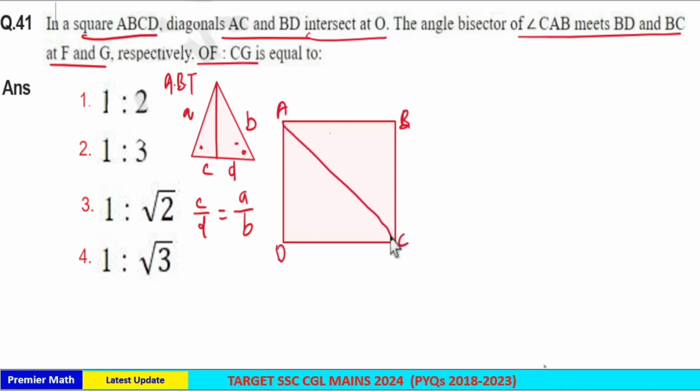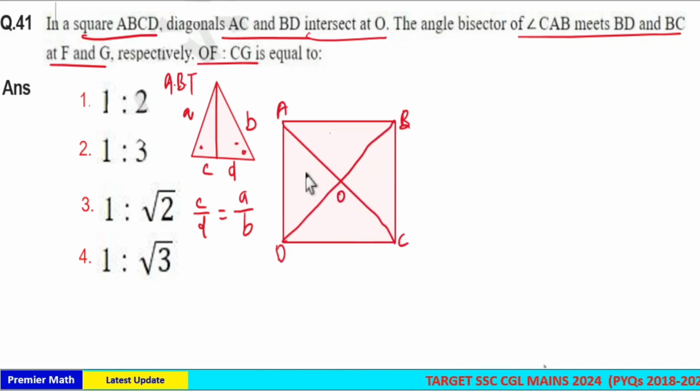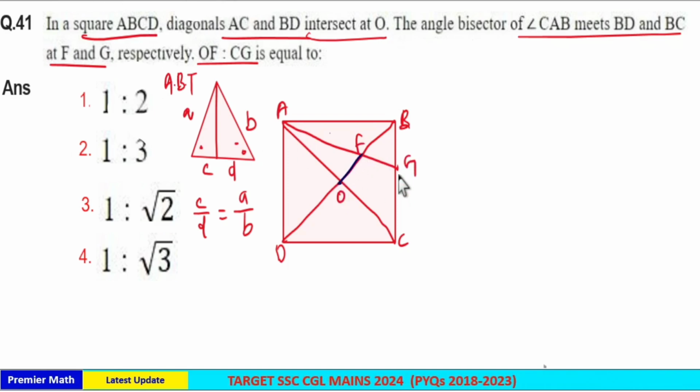Diagonals of this square meet at point O, and the angle bisector of angle CAB meets BD and BC at F and G. Now we have to find the ratio of OF and CG. Here this is the diagonal of the square. If you consider a as the side of the square, then the diagonal must be root 2 a. Then half of the diagonal must be root 2 a by 2.